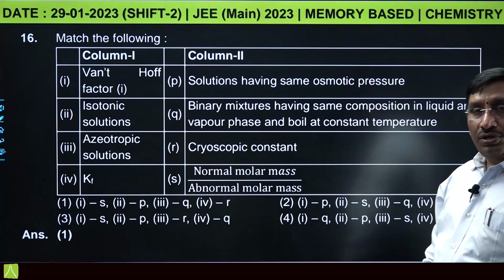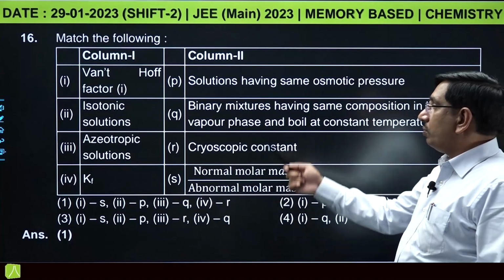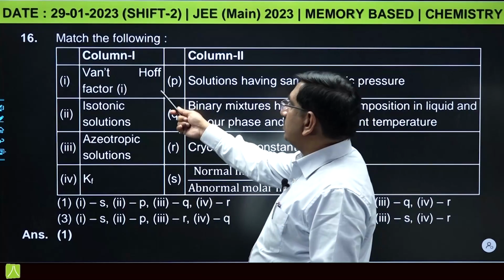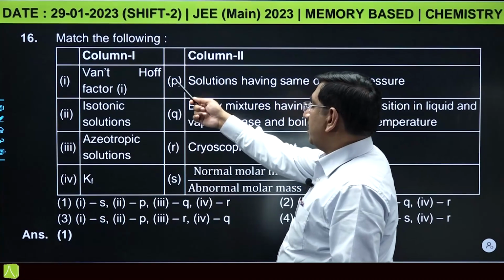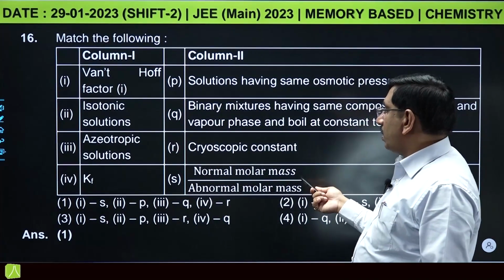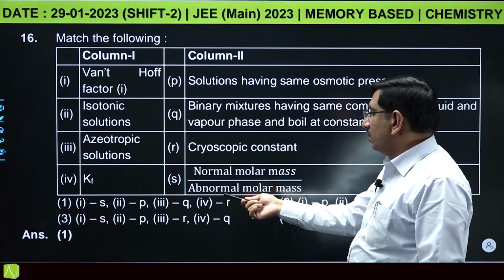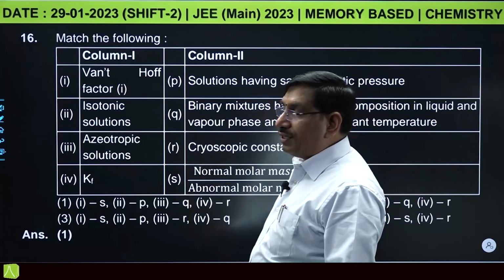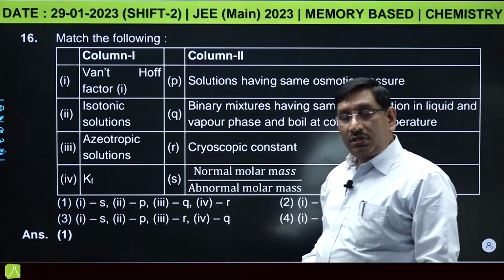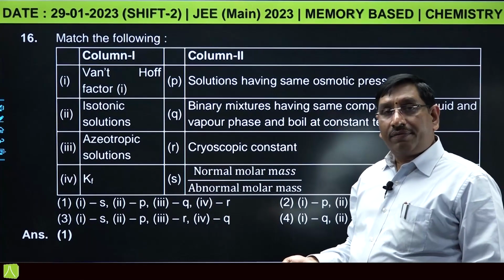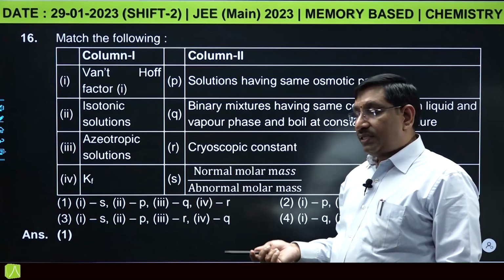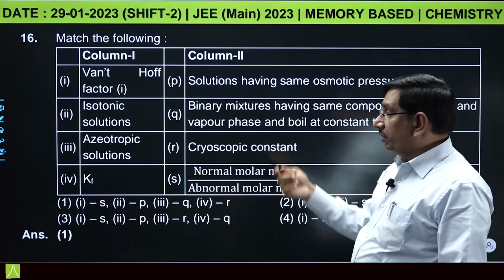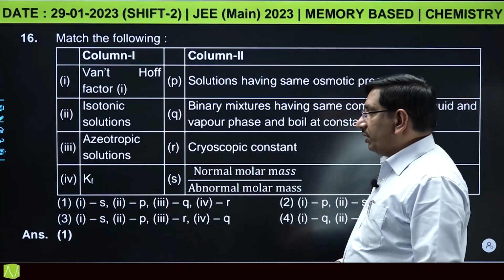This is from solutions and colligative properties. You have to match the given column 1 and column 2. Van 't Hoff's factor can be calculated by this formula, normal molar mass upon abnormal molar mass. And isotonic solutions, that is, solutions which have the same osmotic pressure, are said to be isotonic solutions. Next, azeotropic mixtures.